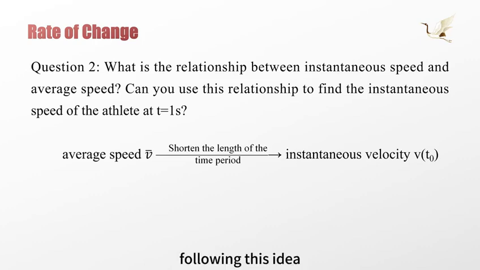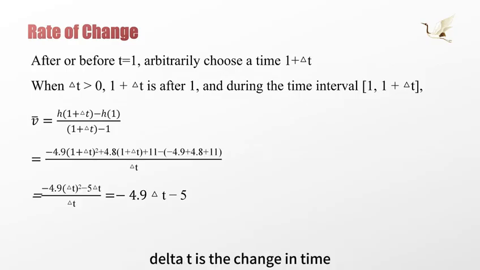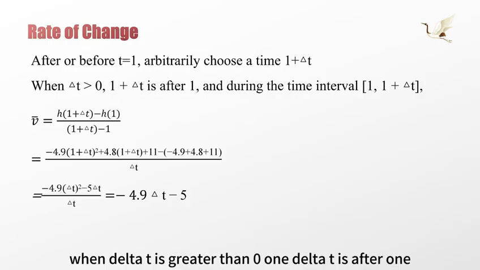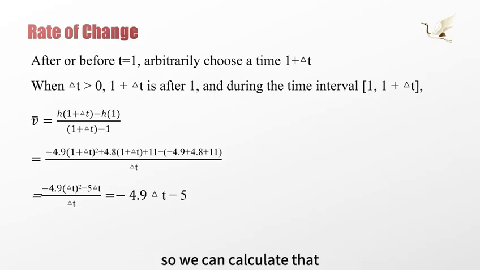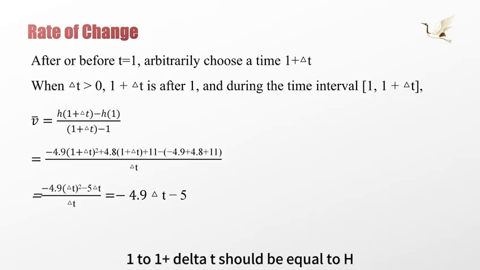Following this idea, we want to calculate the instantaneous speed of the athlete when t equals 1 second. Then we take any time after or before t equals 1, namely 1 plus delta t. Delta t is the change in time, so it cannot be 0, but it can be positive or negative. When delta t is greater than 0, 1 plus delta t is after 1. So we can calculate that the average speed during the time period from 1 to 1 plus delta t should be equal to [h(1 + Δt) − h(1)] / [(1 + Δt) − 1].